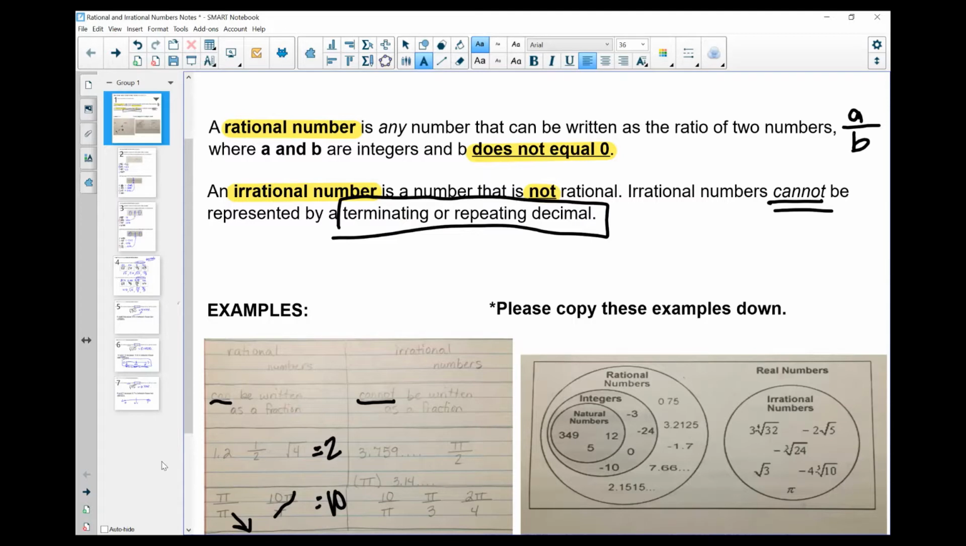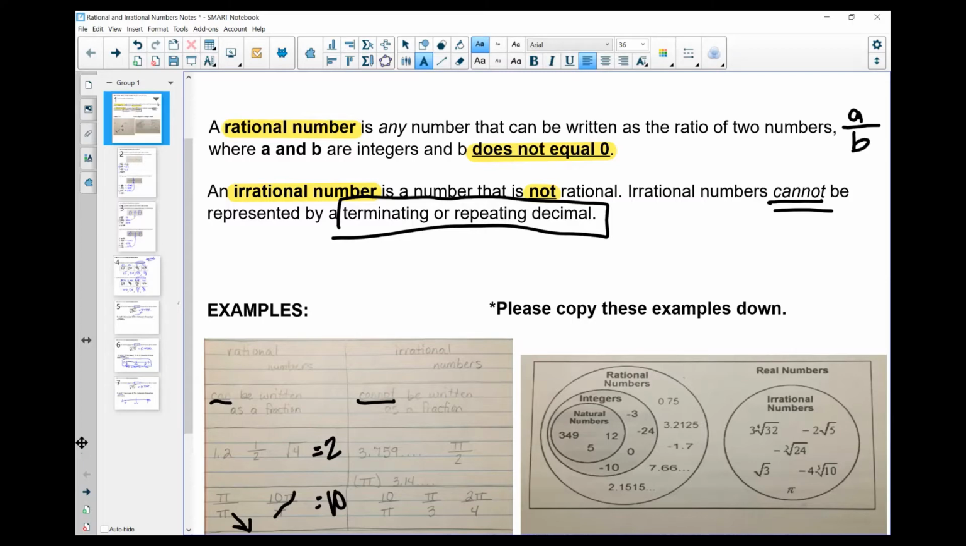Do you remember when we talked about terminating or repeating decimals during the first week of our math session? If not, refer back to those notes and search it up on our YouTube channel. It's the first week, I discuss this on day one. It will have the title Math Virtual Learning Session Week 1, Day 1, and that's where I discuss terminating or repeating decimals. I'm not going to talk about it here because you should know it. So it cannot be represented by a terminating or repeating decimal.